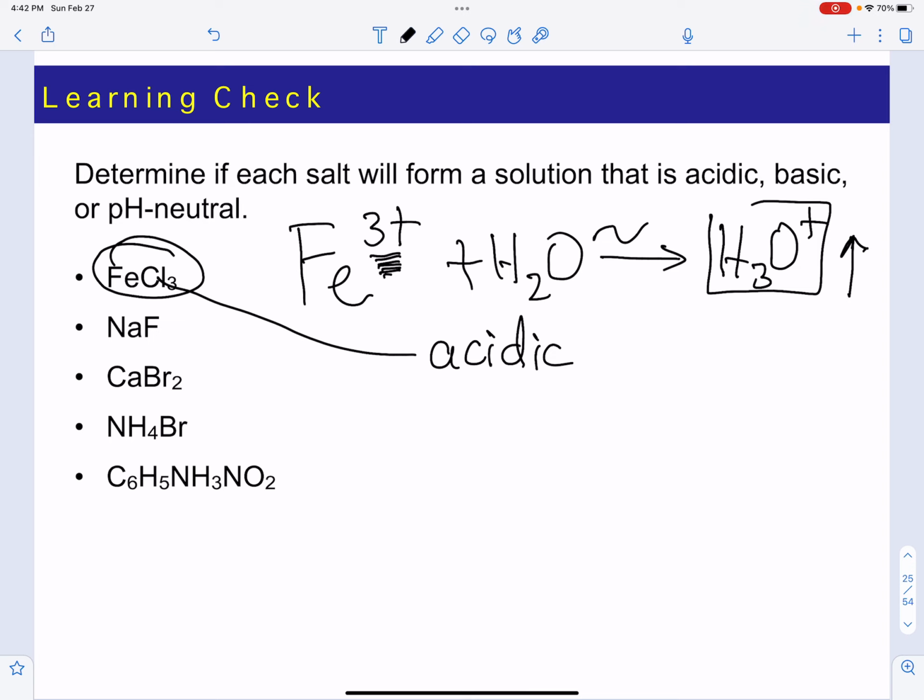Are we creating a strong base? No, so that cannot happen. Do we have a Lewis acid involved, like a metal, a positive metal? Yes, so that's going to make it acidic. So let's do the next one.